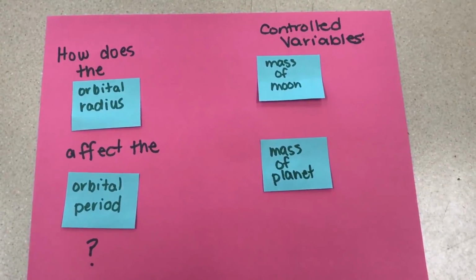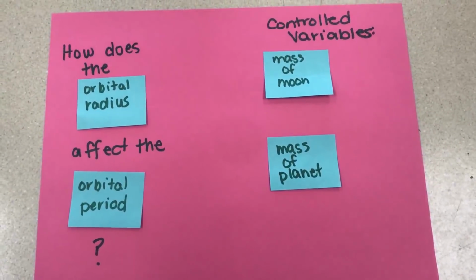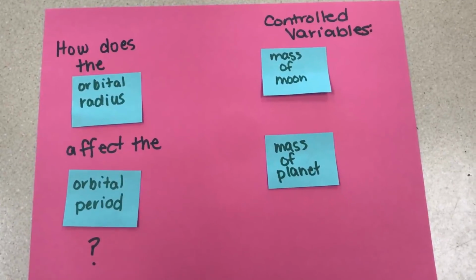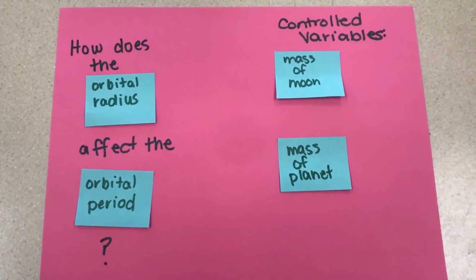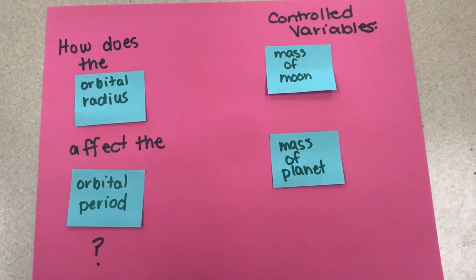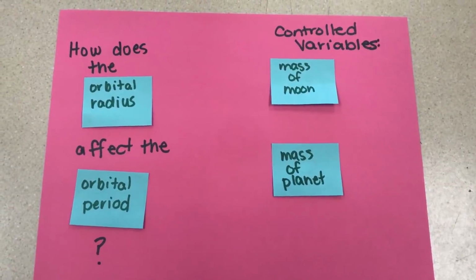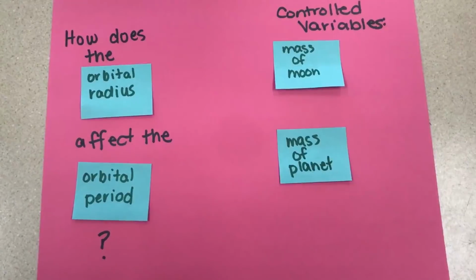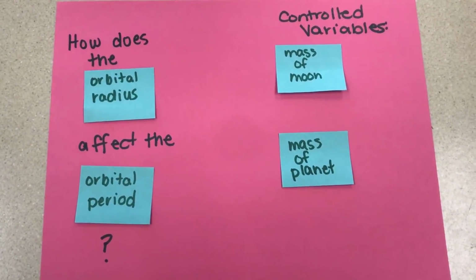Any leftover factors that could have affected the orbital period go on the right hand side, and now they're controlled variables. So how will we keep the mass of the moons the same, and how will we keep the mass of the planet the same? Students can write out the exact values that they're going to use if they're going to have this as an inquiry-based experiment. Sometimes you'll find that students need to actually try it a few times to get an idea of what would be an appropriate mass for the moon and for the planets.